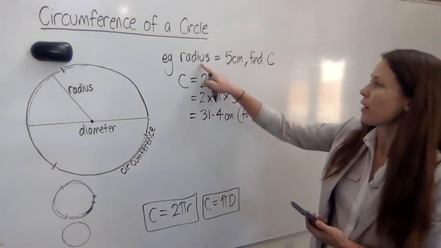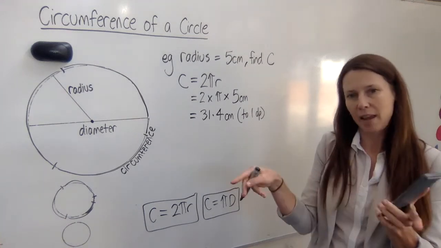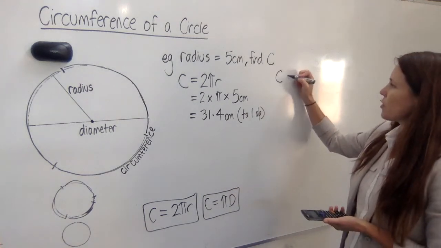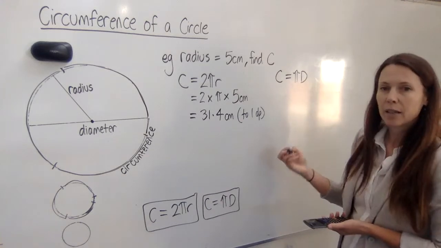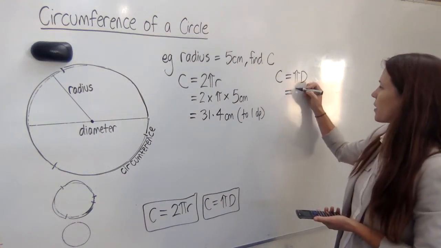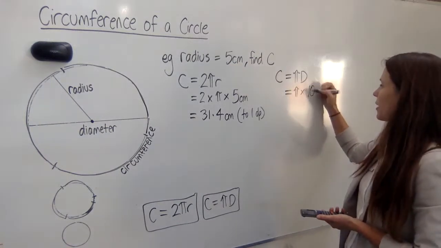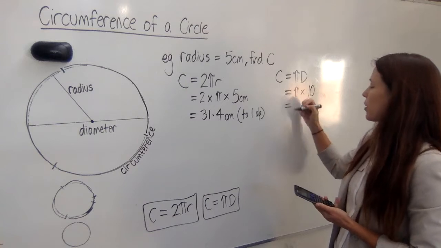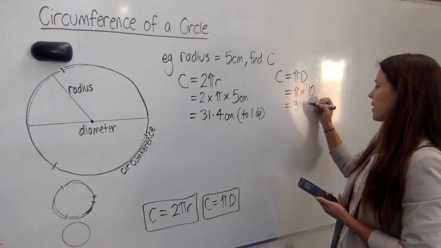Well, sure. If radius is 5, diameter must be 10. So if you wanted to use this formula, C equals pi d, it would be quite simple. At this step, you'd say that's pi and d is 10. You can work that out in your head quite easily. And at that point, you'd put pi times 10 in your calculator and you'll get the exact same answer.